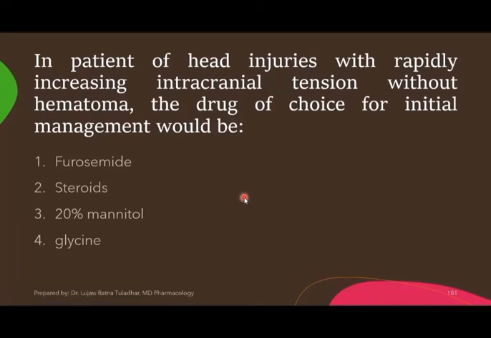Okay, anyways, it reduces intracranial pressure, but without hematoma. Meaning if there is a presence of hematoma, there can be loss of blood. In a situation in which there is already a loss of blood, giving a diuretic can further decrease the amount of fluid in the body. So only if there is no loss of blood, or if there is no hematoma, it is good that you start mannitol. And mannitol remains a drug of choice in case of head injuries with increased intracranial pressure.